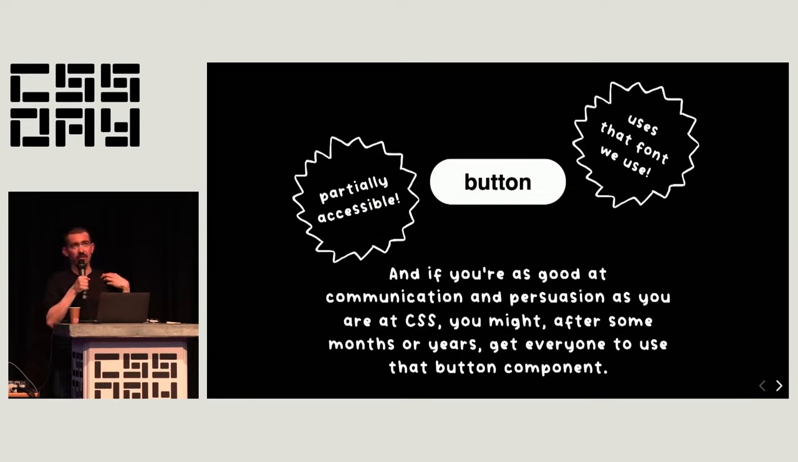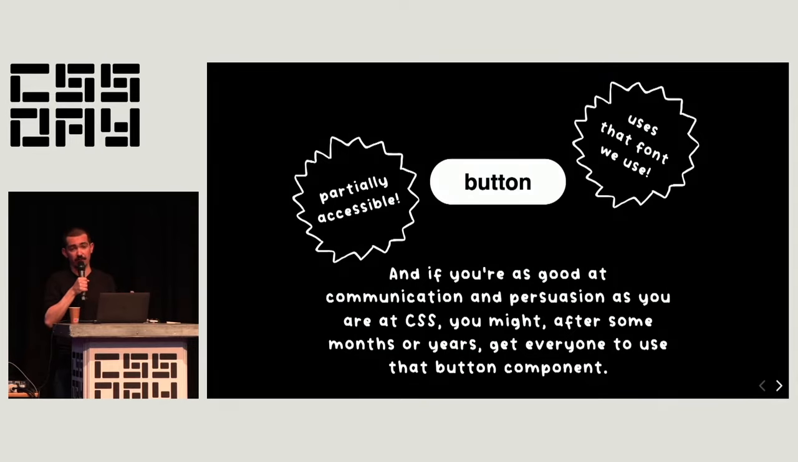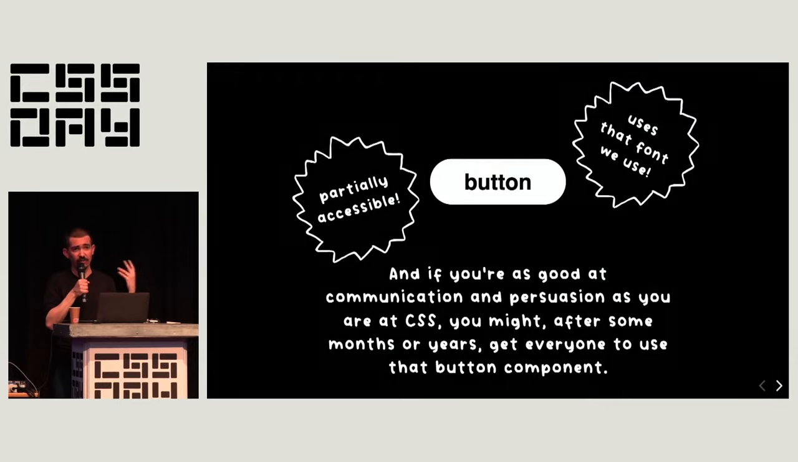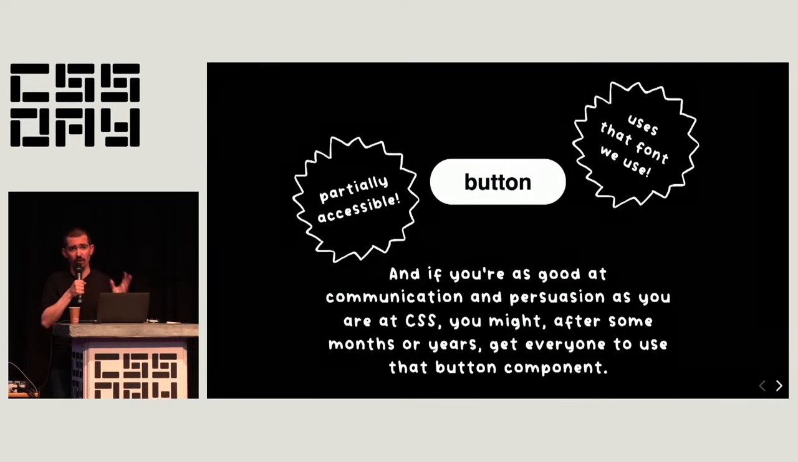And this is the thing, when you're a front-end developer who works on the design system, you're basically not coding, you're mostly having conversations, and it's mostly politics. So if you're as good at communication and persuasion as you are at CSS, you might, after some months or years, and I've worked at big organizations with design systems, it can take years, literally, for different departments to all adopt your button component or whatever the component is. Hopefully in the end, you'll get everyone to use it.